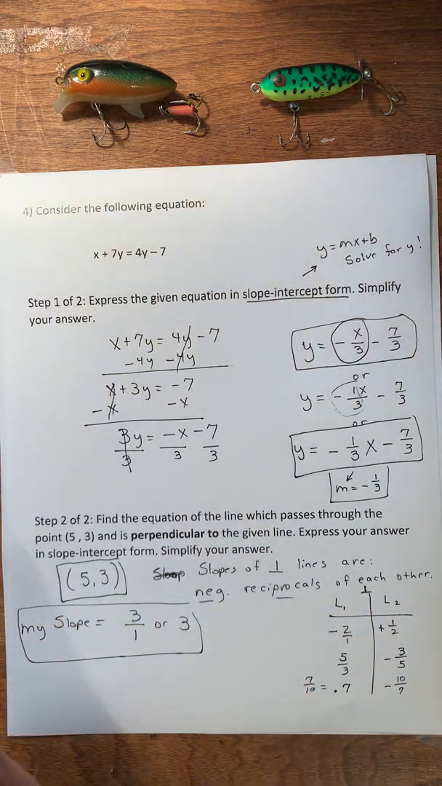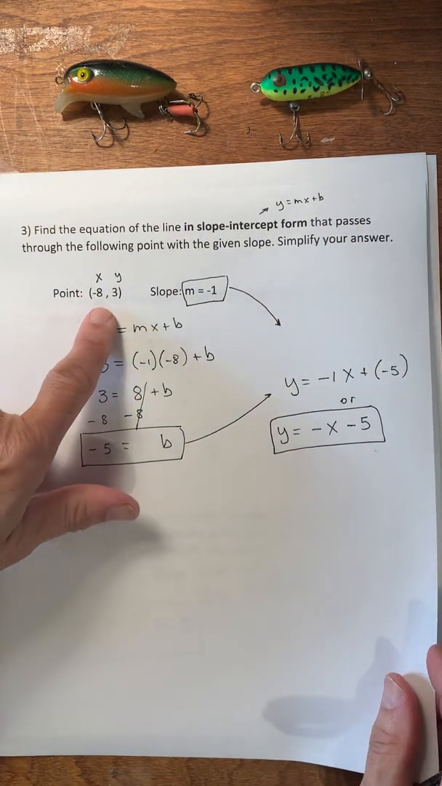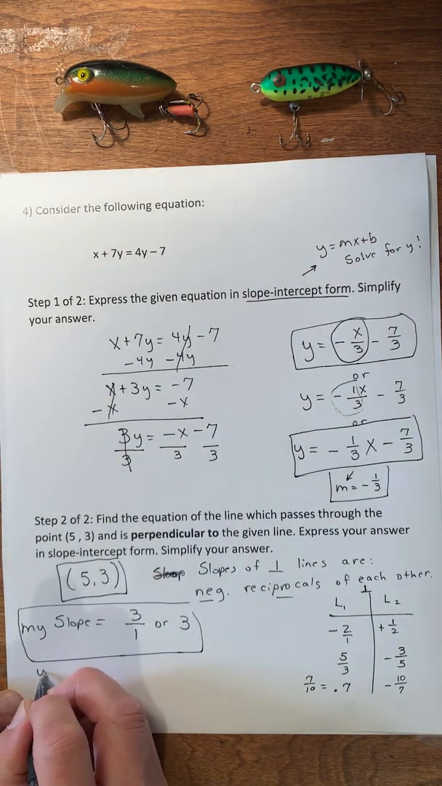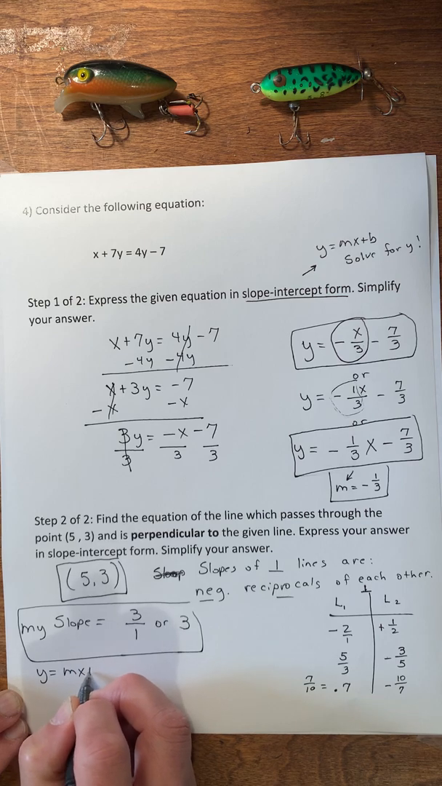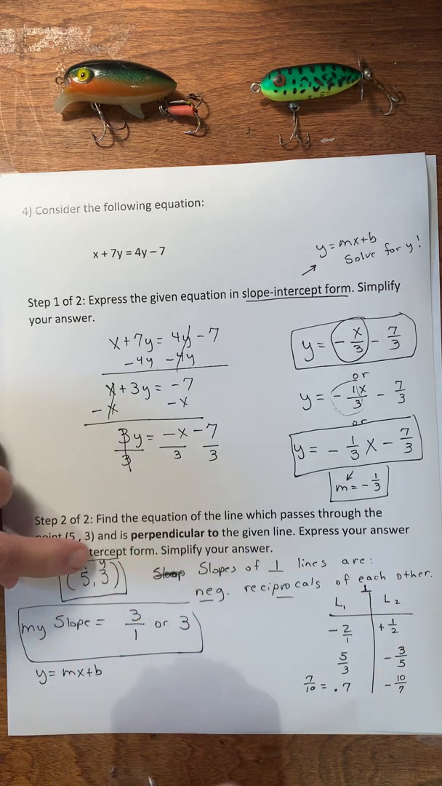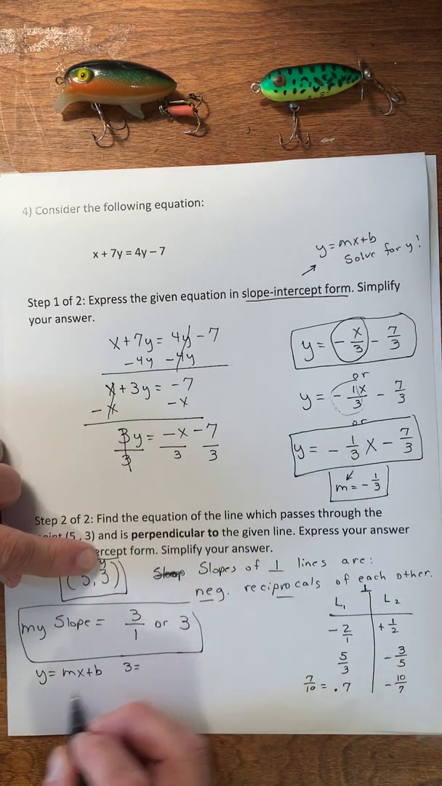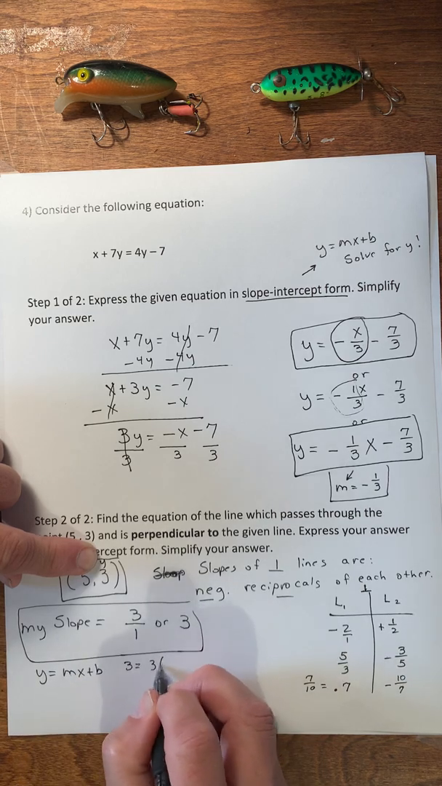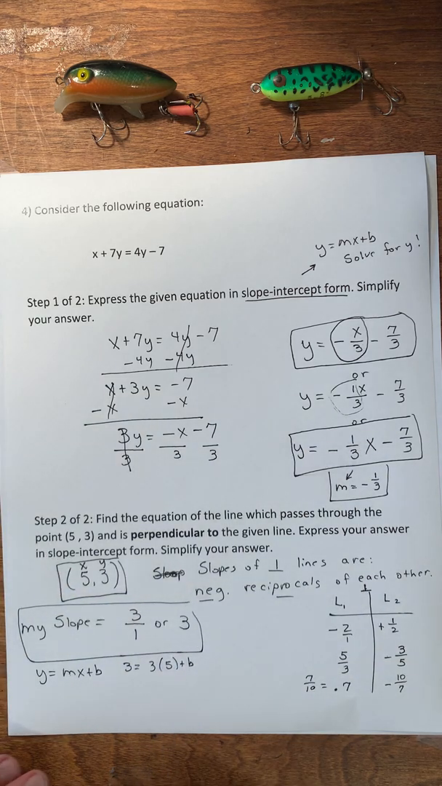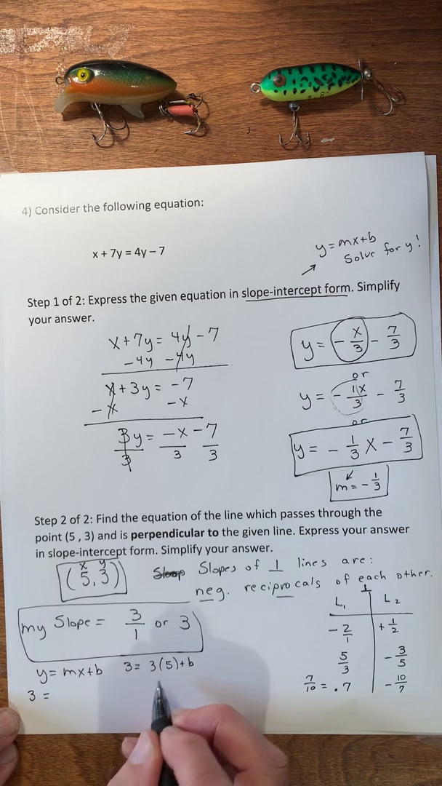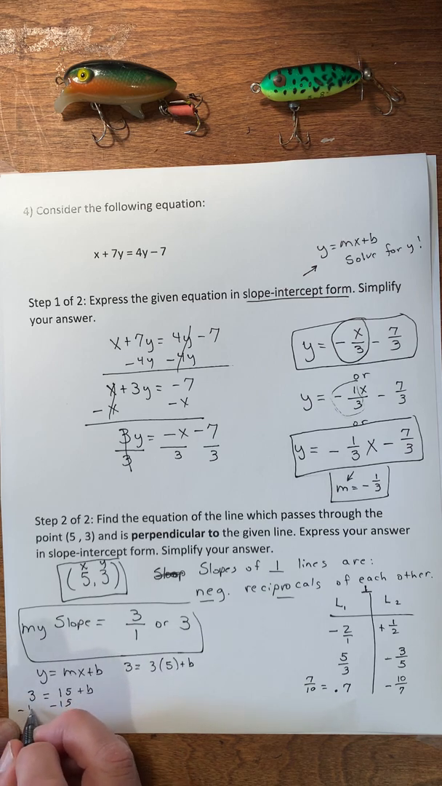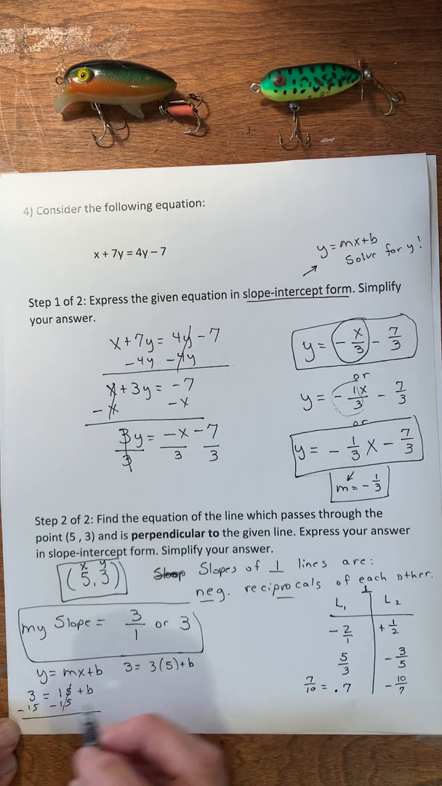And as I remind myself, that is exactly like problem number 3. I got a point, I got a slope. Let's fill in what we know. y equals mx plus b. This is my x. This is my y. 3 equals the slope, which is 3, times x, which is 5, plus b. Let's see. 3 equals 15 plus b. I'm going to subtract 15 from both sides. That gives me b is -12.